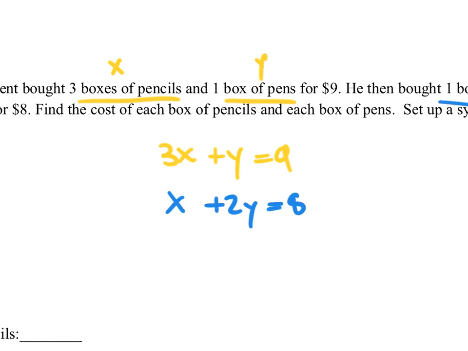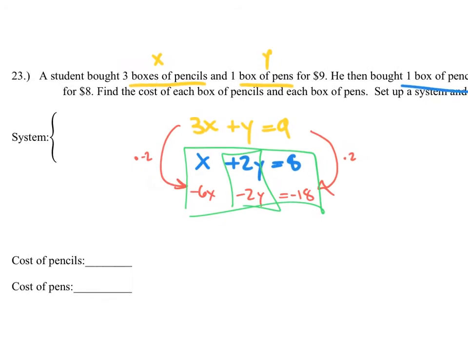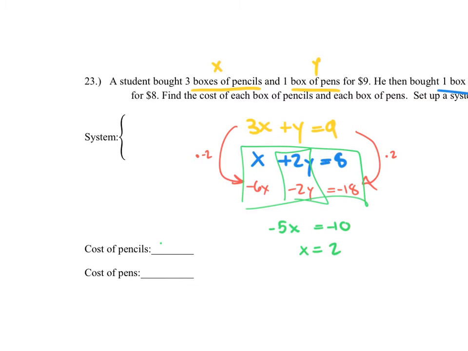I'm going to use elimination on this one. I'm going to take this top equation and multiply it by -2. And you'll see that when I do that, I get my y's to match up very nicely, because right here these y's are now opposites. So we'll get -5x, the y's cancel out, it's -10. So x is equal to $2. It's $2 for a box of pencils.